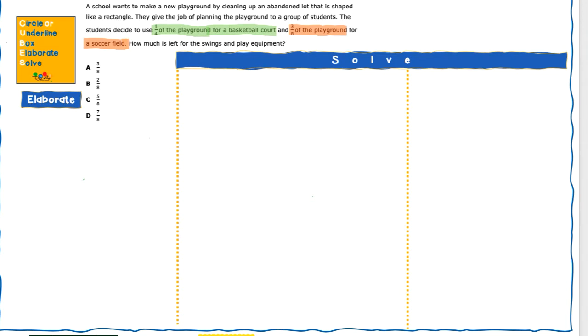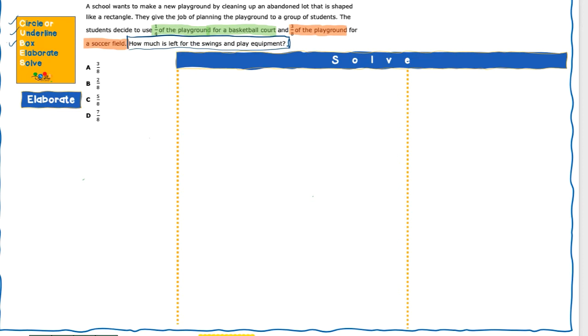I'm gonna be using this CUBES problem solving reference, and I did circle and underline. Now I'm gonna box the question, and many times, not all the times, but many times the question is very close to the question mark. So we're gonna box this right here. So please, we identify the question. Great.